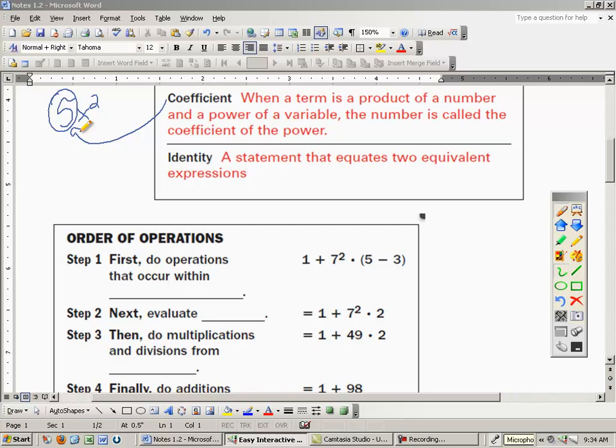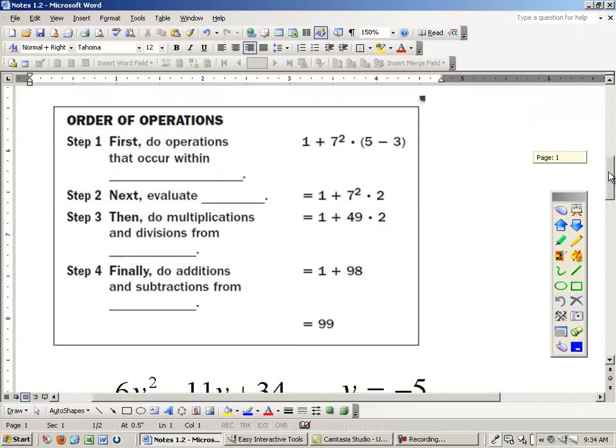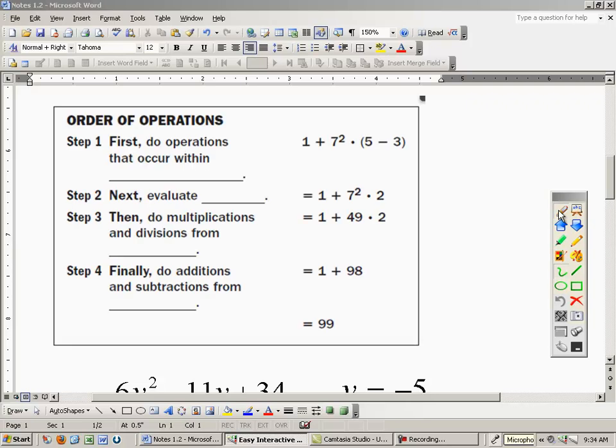An identity is a statement that equates two equivalent expressions. So again, when two things are equal, we say that it's an identity. All right, so nothing really too bothersome there. So the first thing we have to talk about is this idea of order of operations. Order of operations, many of you know as please excuse my dear Aunt Sally.